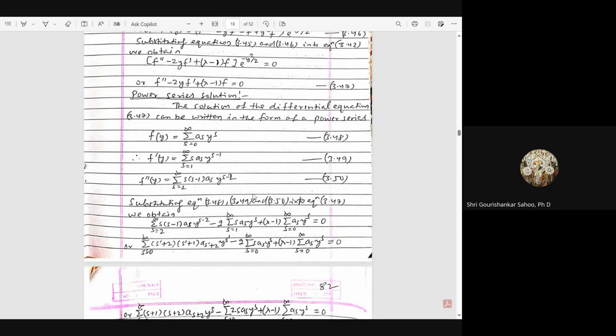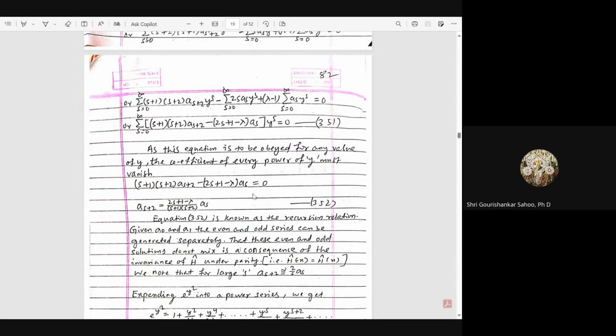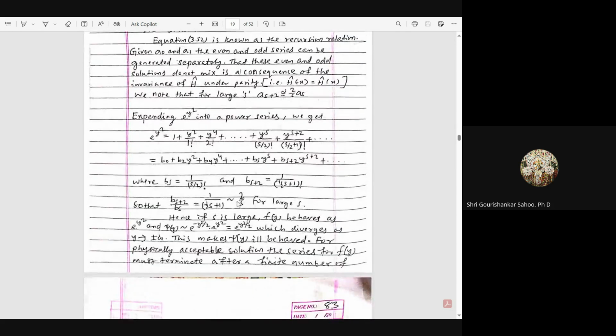So what is the power series solution of any differential equation? f is taken as the summation s equals 0 to infinity of a_s y to the power s, and the first derivative f dash is the summation s equals 1 to infinity of s a_s y to the power s minus 1, and the second derivative f double dash can be written as the summation s equals 2 to infinity of s into s minus 1 a_s y to the power s minus 2. Now you can solve it. You can know the Frobenius method or power series solution, how it is solved by the recursion relation and getting the values.